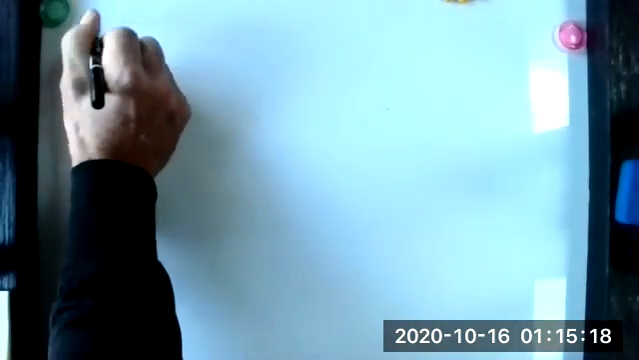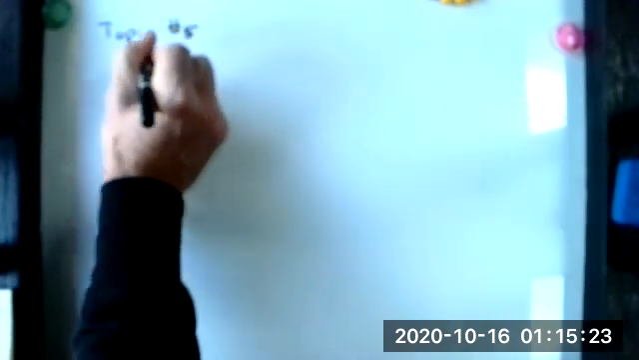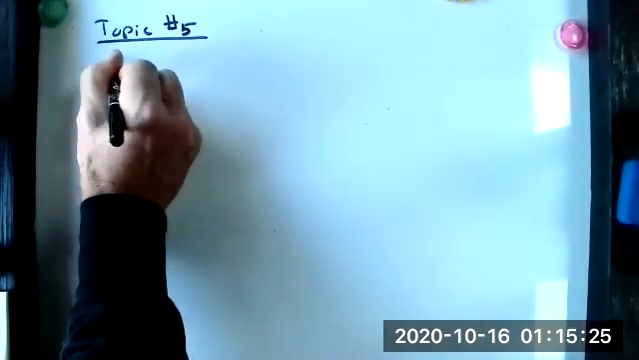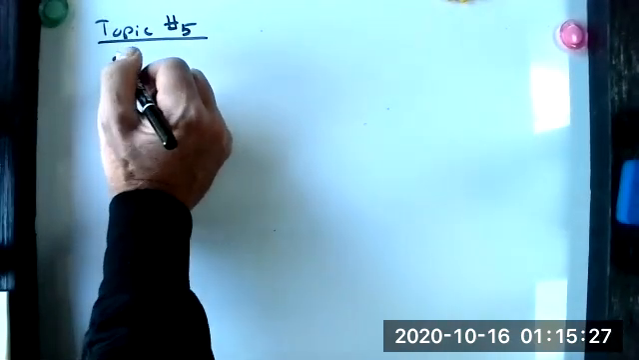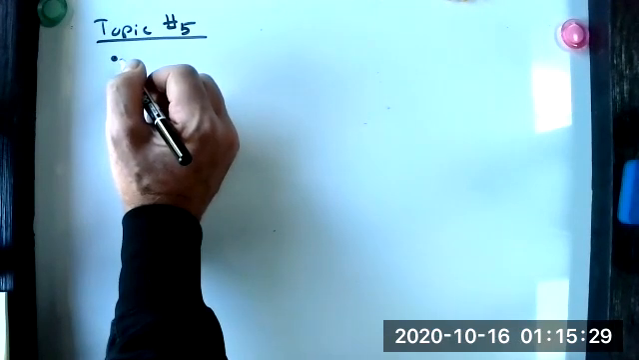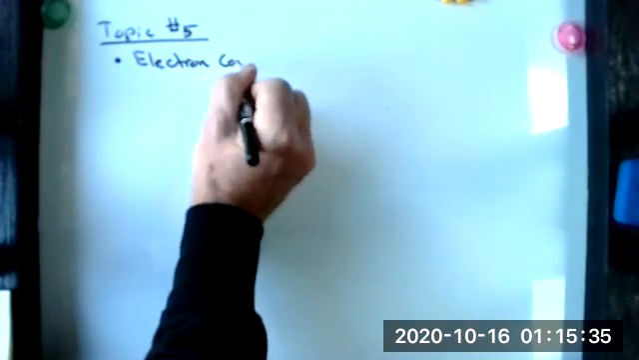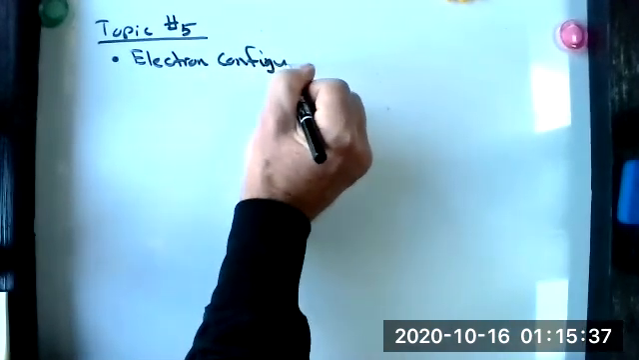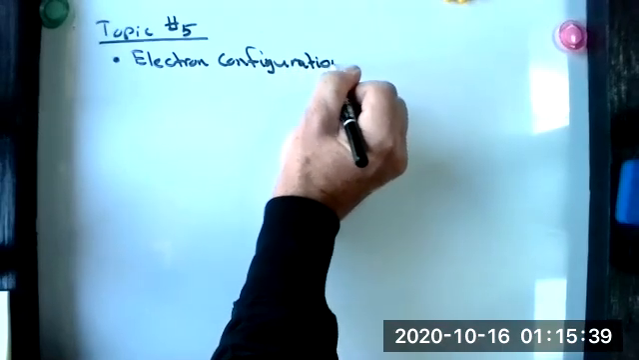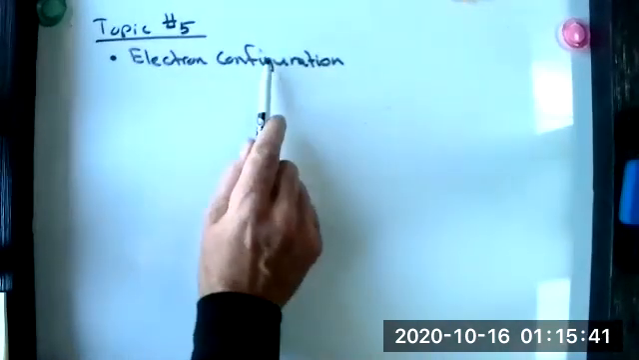Alright, so here's what you should know as of now in topic number 5. You should know that we are simply organizing electrons around the nucleus, and that thing is called electron configuration. Basically, you are organizing the electrons. How do you organize them?